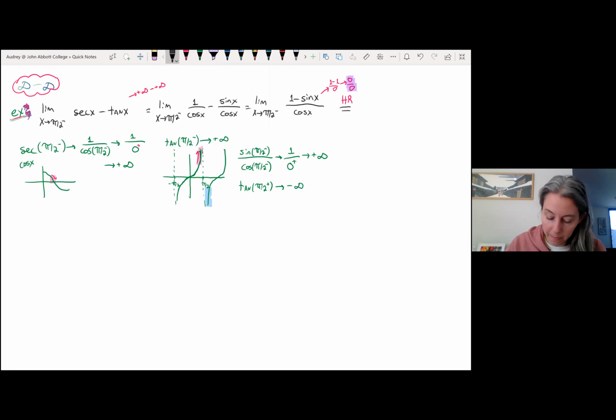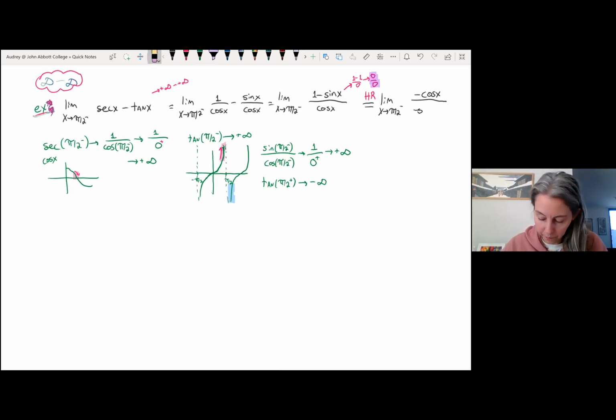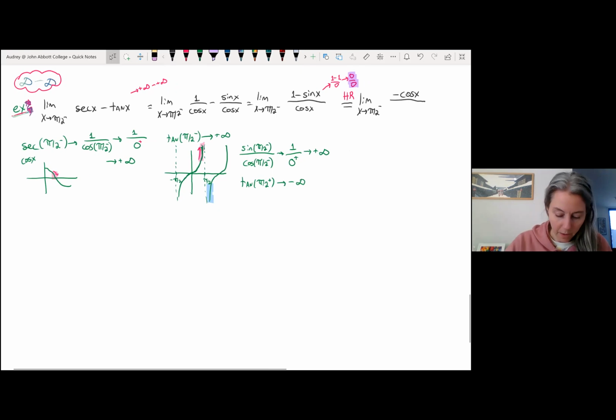So let's do it. We'll get the limit as x approaches pi over 2 from the left. The derivative of sine is positive cosine. So we end up with a negative cosine up here. And the derivative of cosine x is negative sine x. So I'll have a negative sine x down here. Those negatives cancel each other out. And then when I plug in, cosine of pi over 2 is 0 and sine of pi over 2 is 1. And 0 over 1 is just 0. So my final answer here is 0.